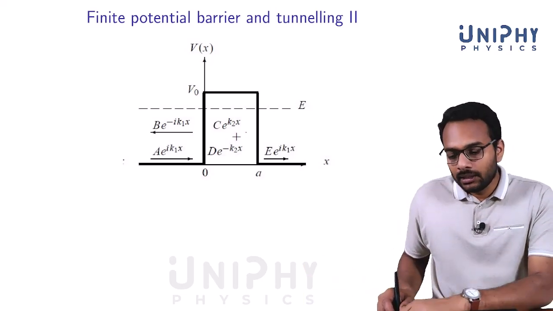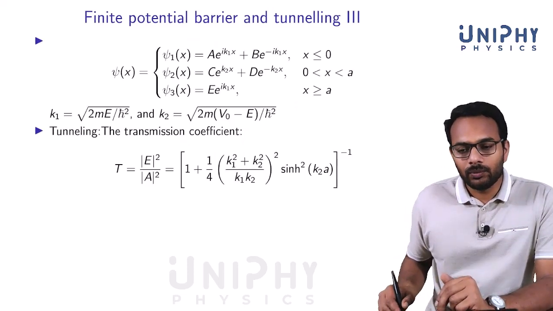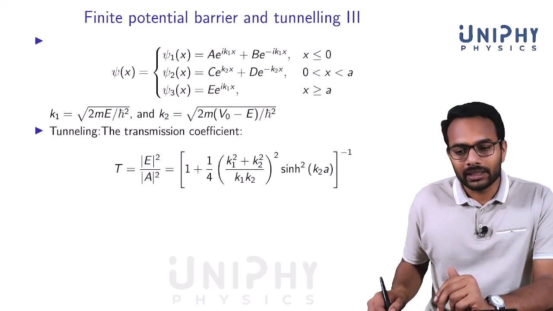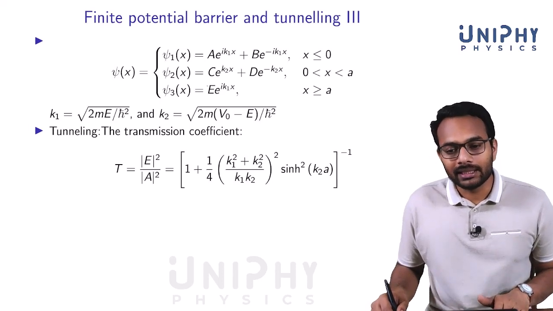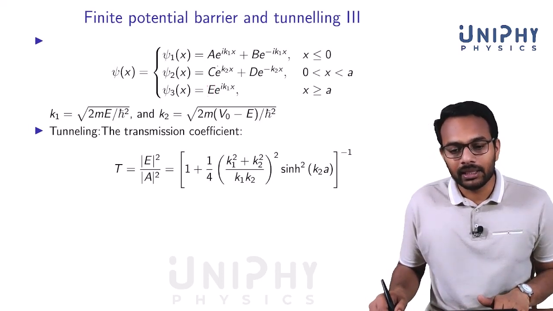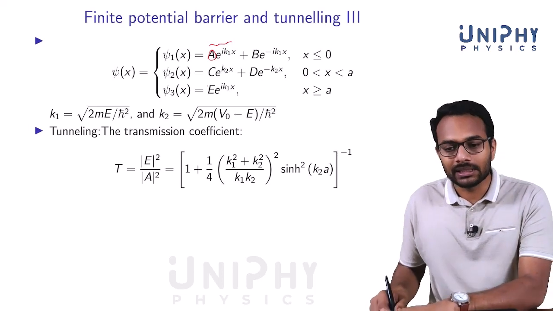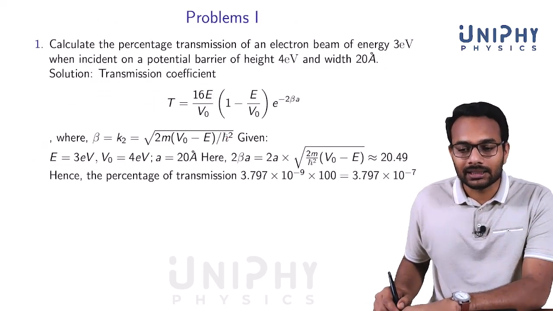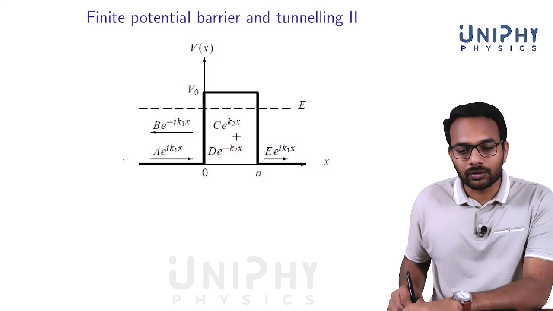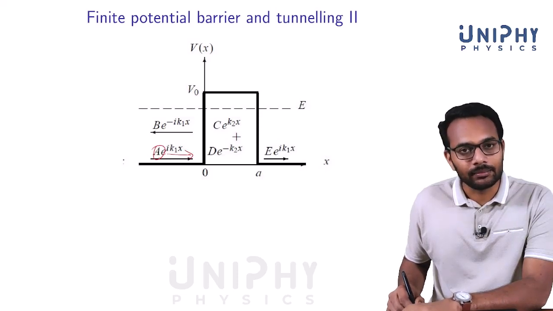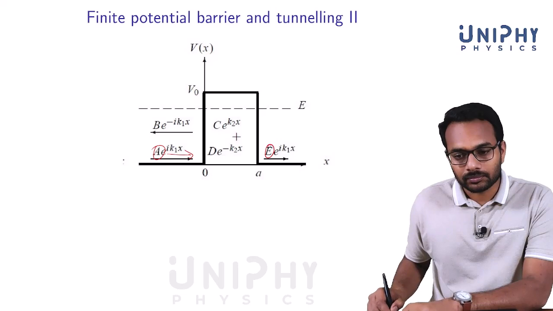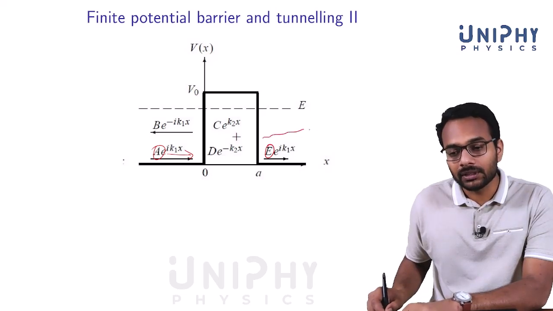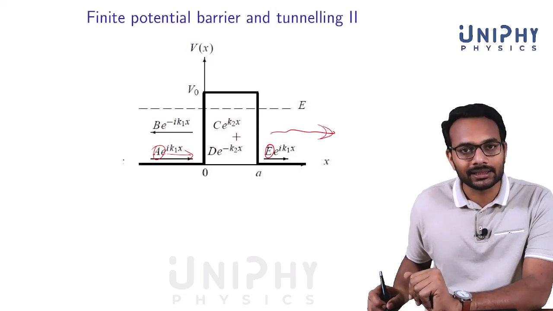So we'll just calculate the tunneling probability here. We can find the tunneling probability by taking modulus E squared divided by modulus A squared. So what's modulus A squared? It's the amplitude of the particles which are approaching the wall from this direction. That's A. And E is the amplitude of the particles which are traveling in this direction.